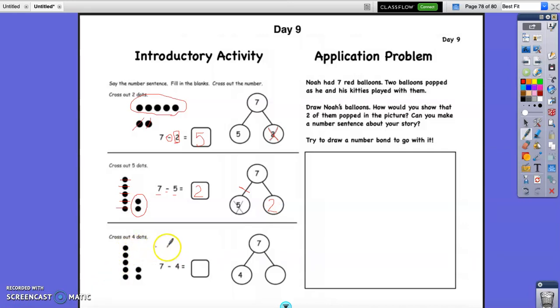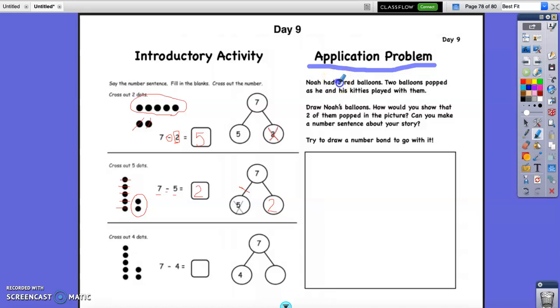Alright, I'm going to leave this one for you to do by yourself. You'll come back to it once we're done with our math lesson. Or you can go ahead and pause the video and do this one. So if you decide to pause, you can go ahead and pause it. Then when you're done with it, we'll start this one. Alright, we're on the application problem.